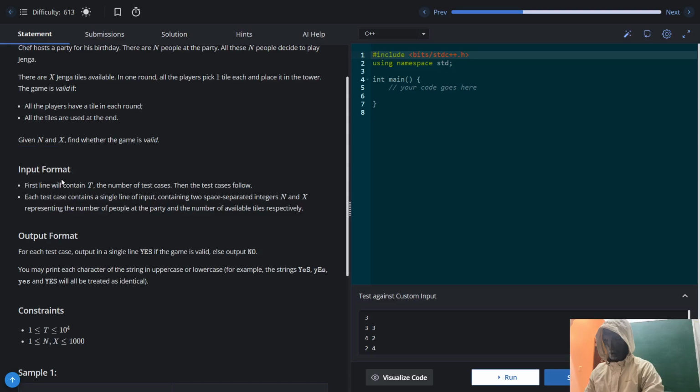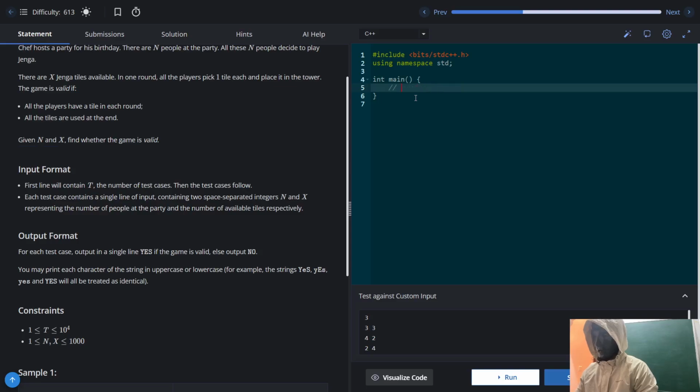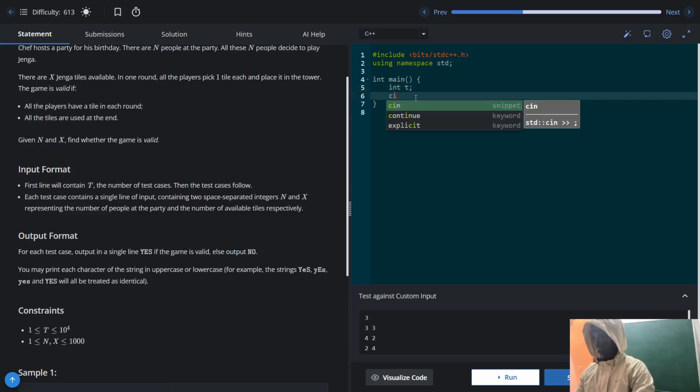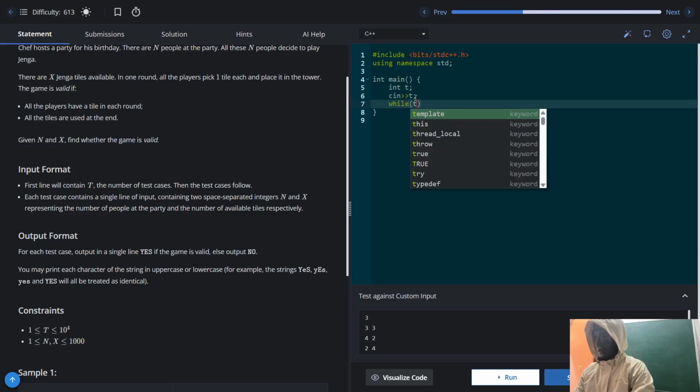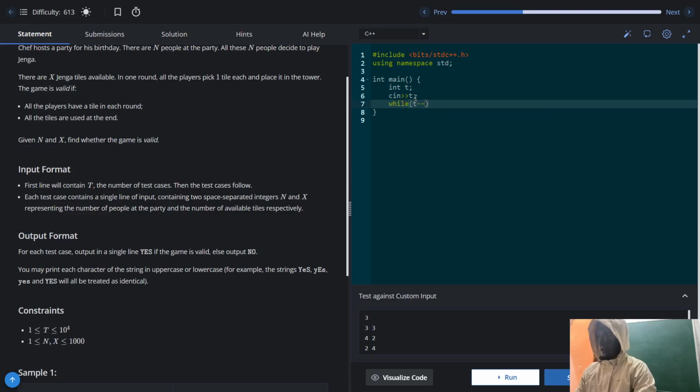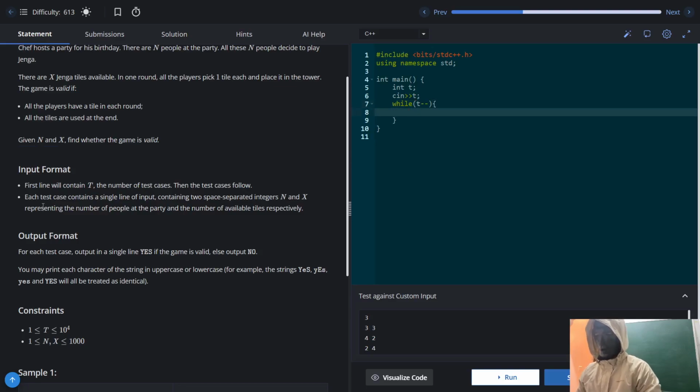Input format, first line will contain T, the number of test cases. So let's deal with the test case while t minus minus. So this will take care of all the test cases, and they're saying each test case contains a single line of input containing two space separated integers N and X, representing the number of people at the party and the number of available tiles respectively. Got it. So yeah, we are taking N and X.